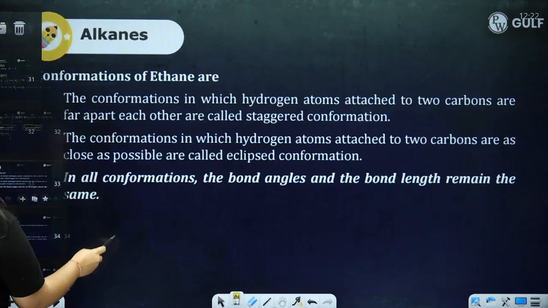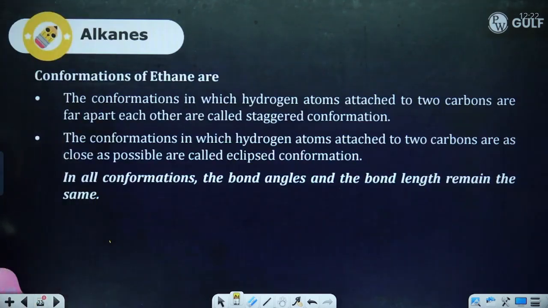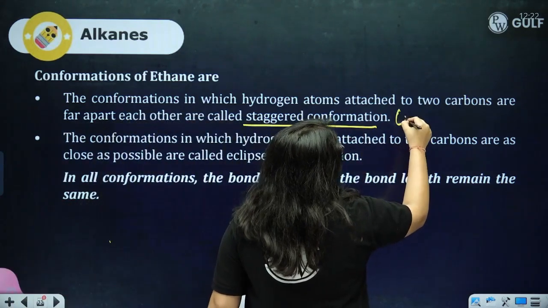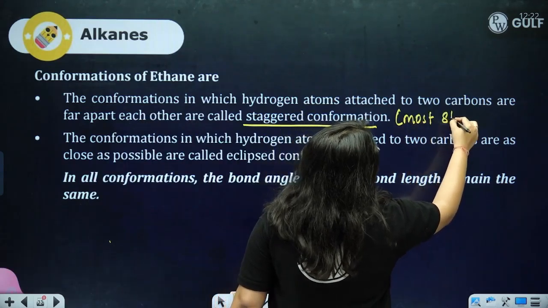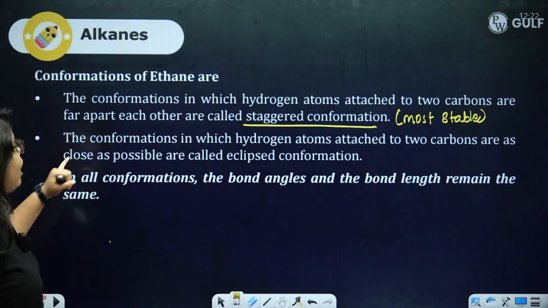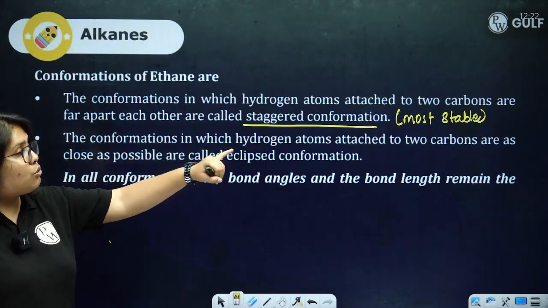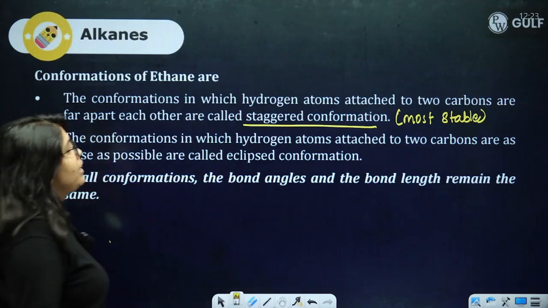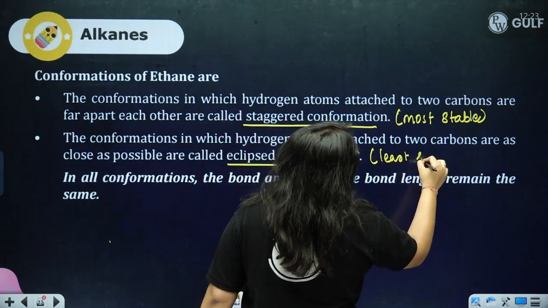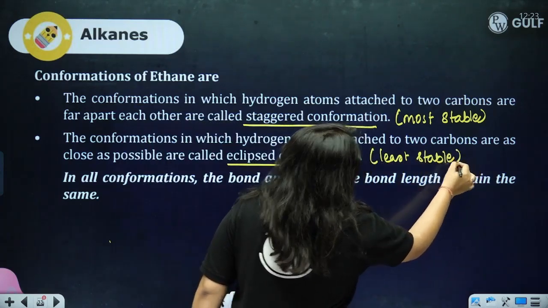Okay. So the conformations of ethane: the conformations in which hydrogen atoms attached to two carbons are far apart from each other are called staggered conformation, and the staggered conformation is said to be the most stable because the potential energy is the lowest. And the conformation in which hydrogen atoms attached to the two carbon atoms are as close as possible is known as eclipsed conformation, and this is the least stable because the potential energy in this case is the maximum.